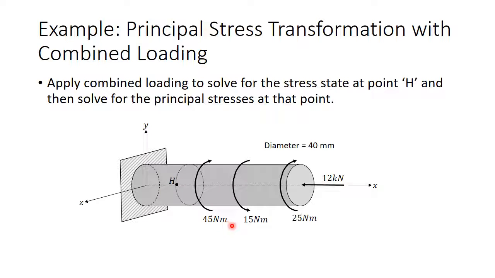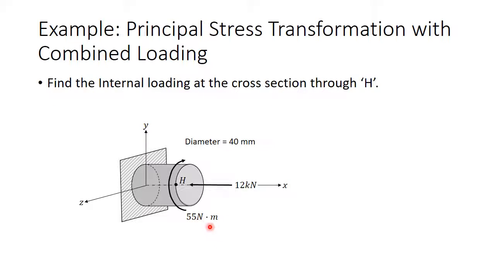So you will find that these 3 torques combine to form a single torque of 55 Newton meters, and the normal force remains the same. Be careful to consider each direction, because those torques were in different directions, and you want to make sure you have the right directions, because otherwise you'll have errors in the future. So these are your internal forces at the cross-section through point H.